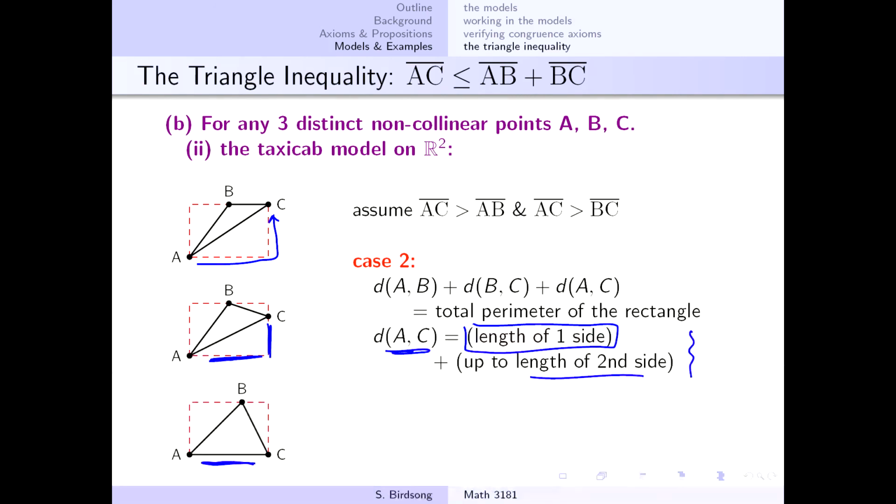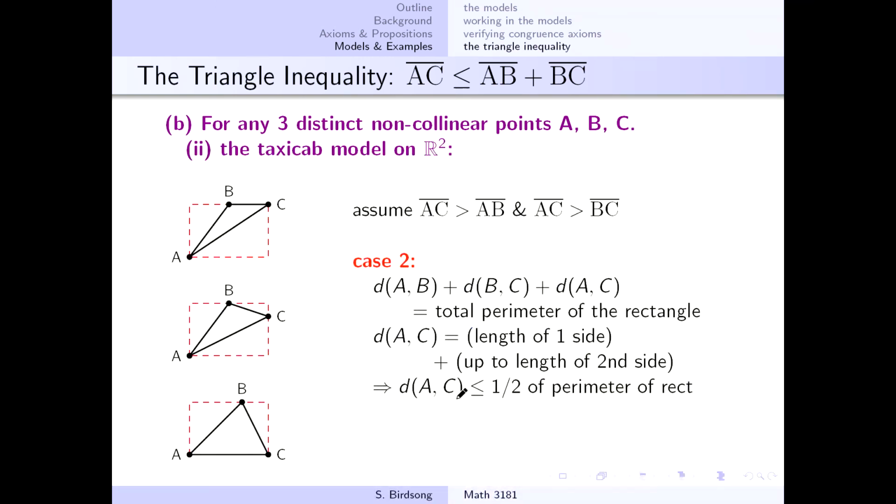Okay. Now, what happens if you know that the distance from A to C must be the length of one side of this little dotted helper rectangle plus somewhere between 0 and a full complete second side? Well, that means the following. It says that AC, the largest it could possibly be in value, is half the perimeter of the rectangle. Well, when would it be exactly equal to half the perimeter of the rectangle? In this first case right here, where changing x and changing y correspond to two sides of your rectangle. And notice both of these other two situations are something smaller than that.